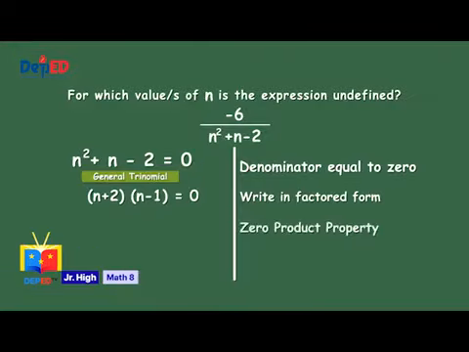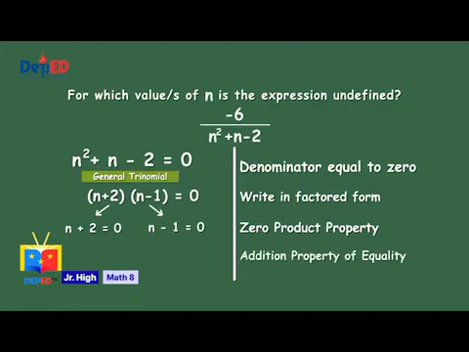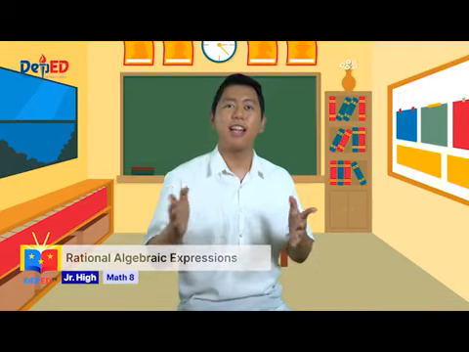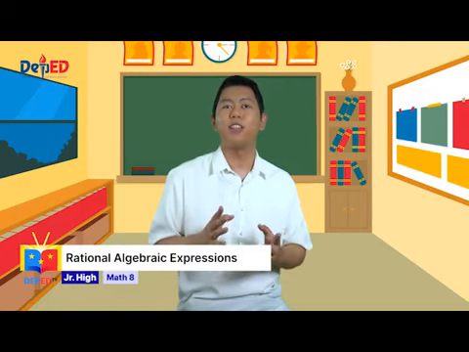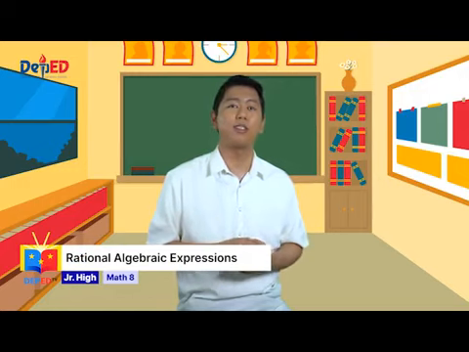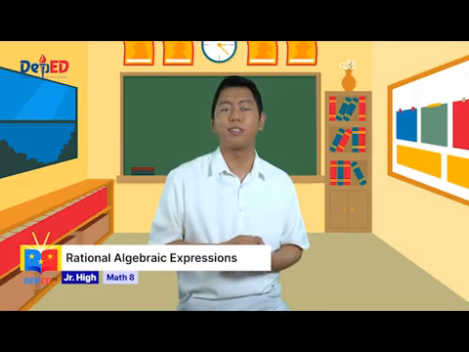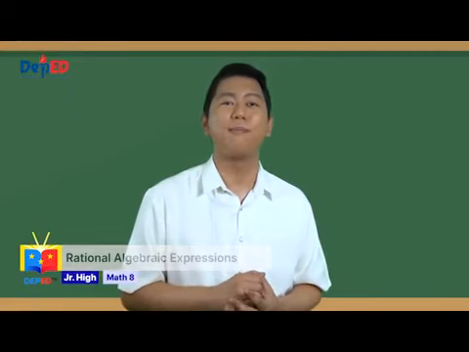Using the zero product property, we can say that n plus 2 equals 0 or n minus 1 equals 0. Then by the addition property of equality, we can further simplify the equations to have the excluded values n equal to negative 2 and n equal to positive 1. And that's it for today. We are finished in illustrating rational algebraic expressions and getting their excluded values. And let us have a recap.